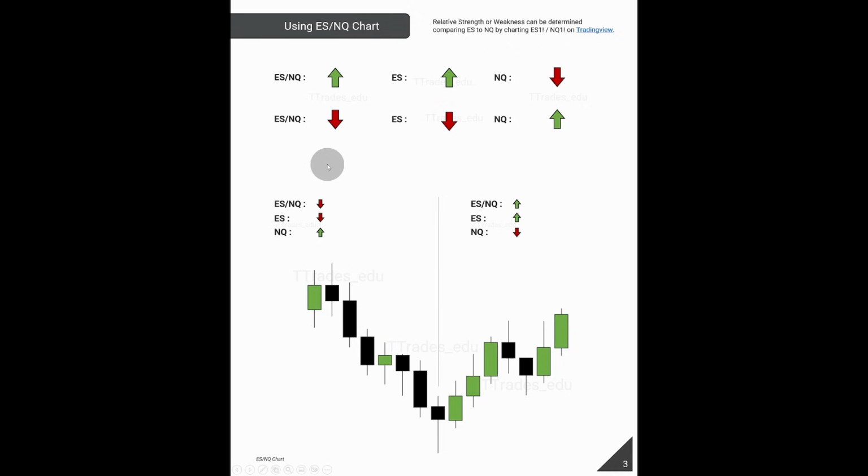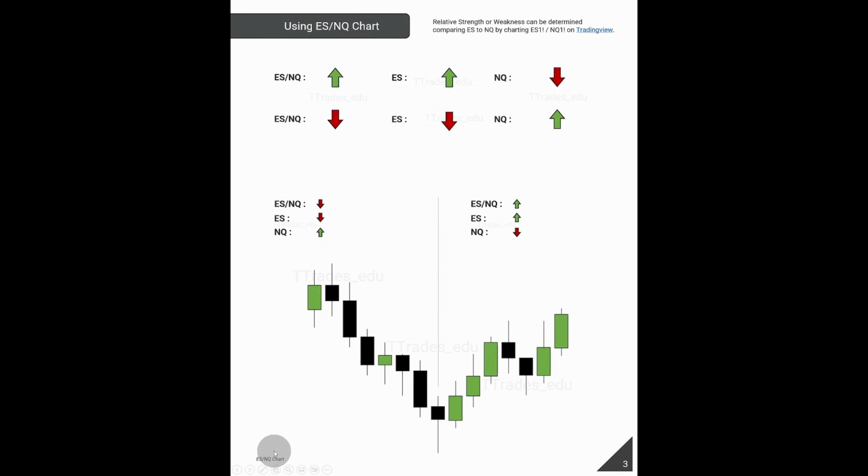What I do is I go to TradingView and I chart out ES divided by NQ. And what this does is when I'm looking at the chart of ES and NQ, if it is bullish, I know that ES has the relative strength and NQ has the relative weakness. If it is bearish, I know that ES has the relative weakness and NQ has the relative strength.